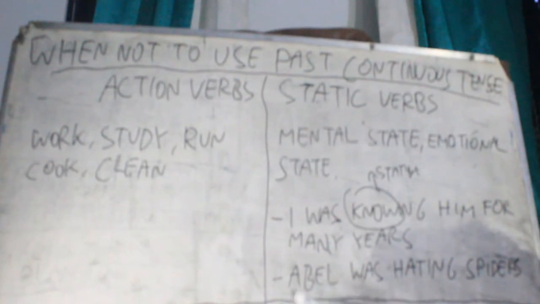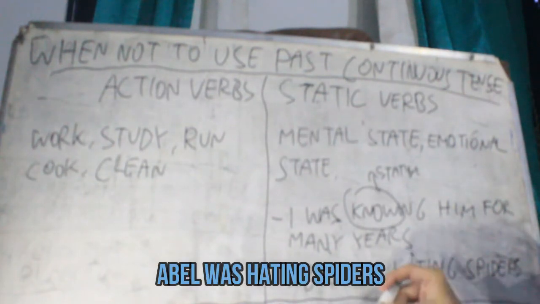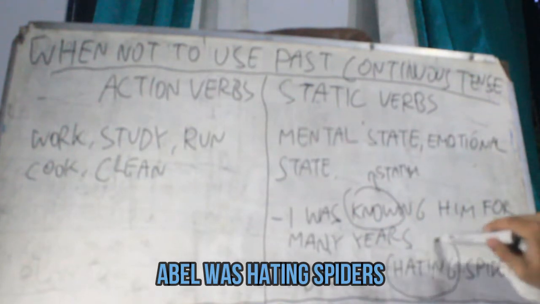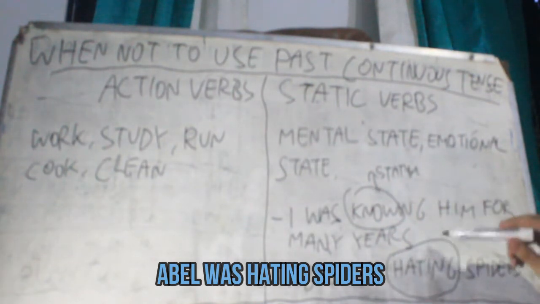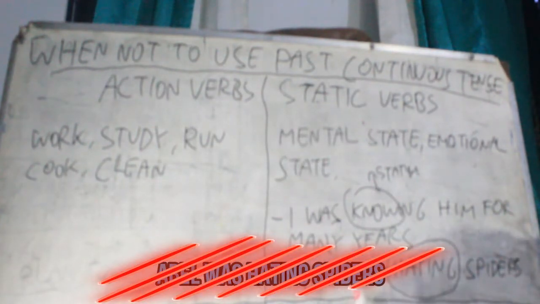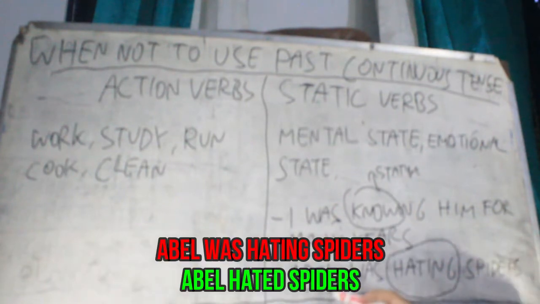The second example: "Abel was hating spiders." Again, hating is not an action verb. It is a static verb, so we have to change it to simple past tense as well. So it becomes "Abel hated spiders." That's it.